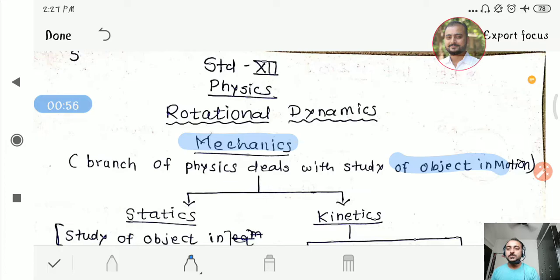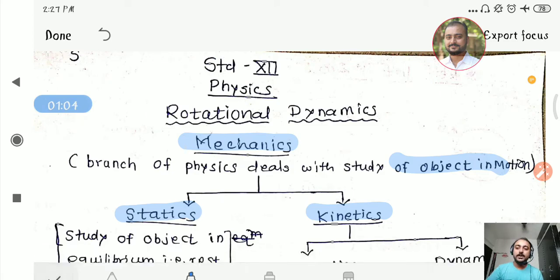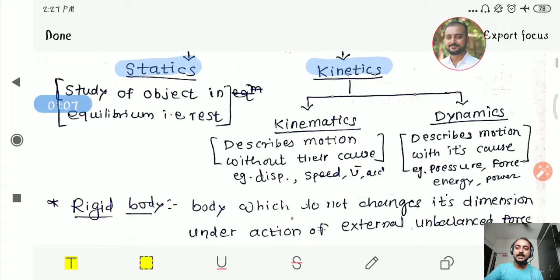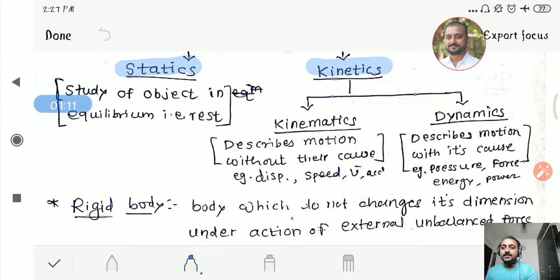This mechanics again has two sub-branches. One is called statics and the other is called kinetics. In case of statics, it is the branch of physics which deals with the study of objects which are in equilibrium, or you may call it at rest. It means the objects which are at rest are under equilibrium conditions.